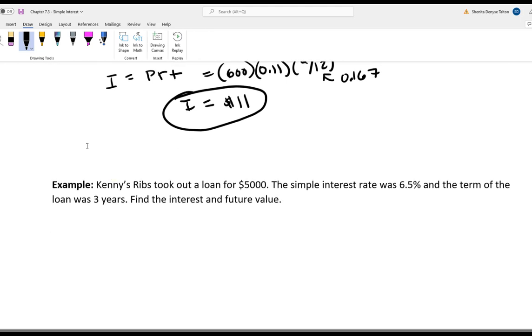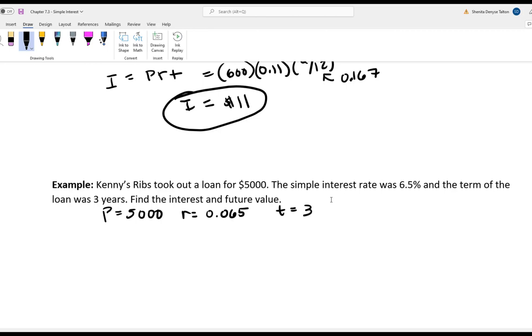In this next problem, it says Kenny Ribs took out a loan for $5,000. The simple interest rate was 6.5%, and the term of the loan was 3 years. Let's figure out the interest and the future value. We're going to write out the information that was given. They told us the amount of the loan is $5,000. They told us the rate is 6.5%, so that's 0.065, and the term of the loan was 3 years.